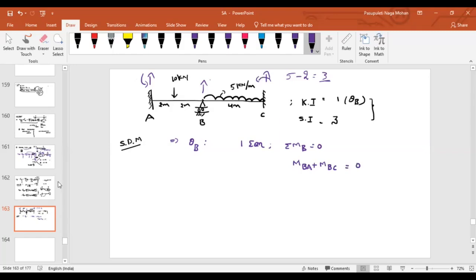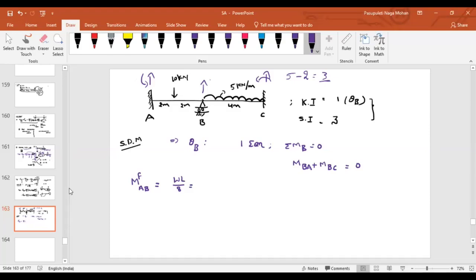Right? Now, before moving on to write down the things, let us find out the fixed end moments. What is the fixed end moment at A towards B? Loaded at center. What is the fixed end moment? WL by 8, sir. WL by 8. That will be equal to how much it will be?